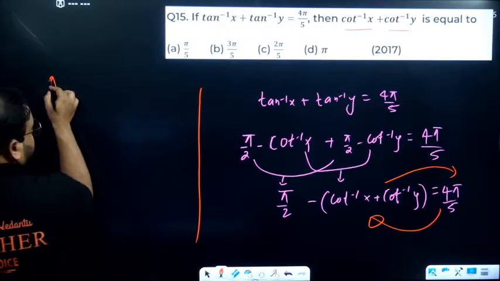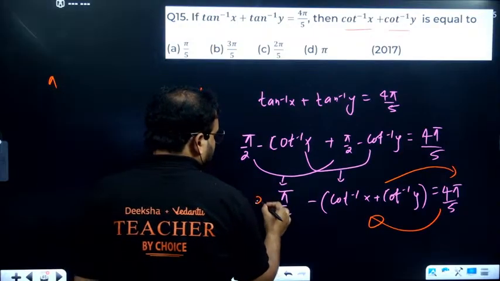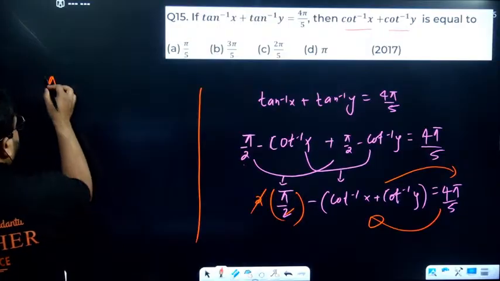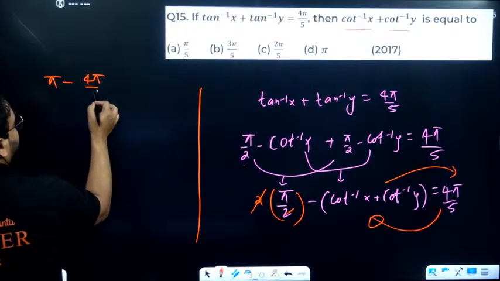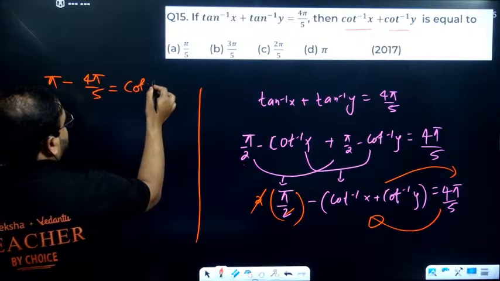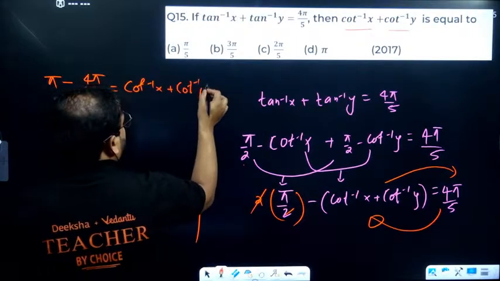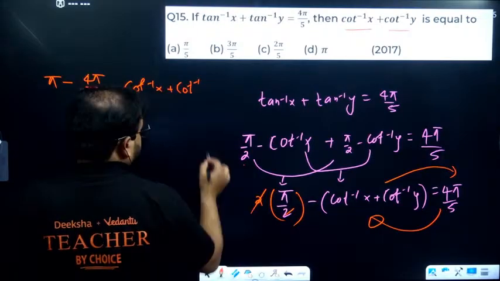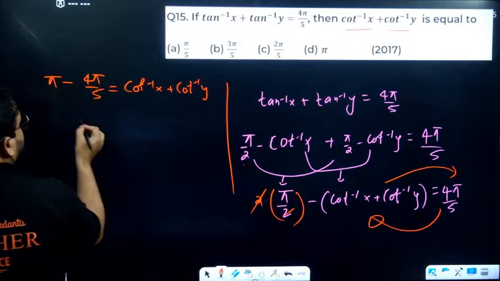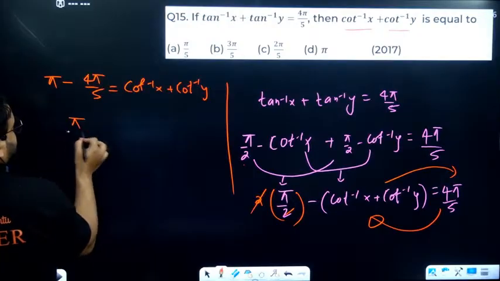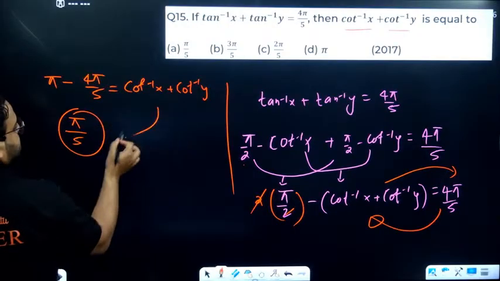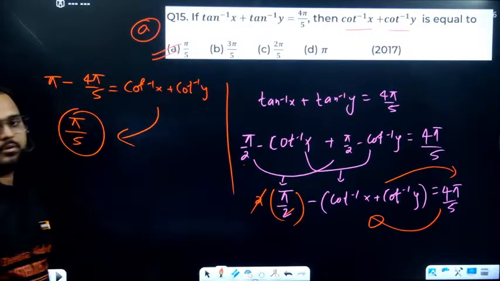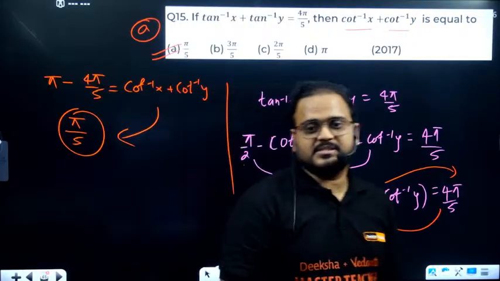What happens if you do that? Sorry, pi by 2 plus pi by 2, my bad. That will be simply pi. Pi minus 4 pi by 5 is equals to cot inverse of x plus cot inverse of y. So you get this value as pi by 5. The answer, option is A. That's your option. And this is the end of this class.